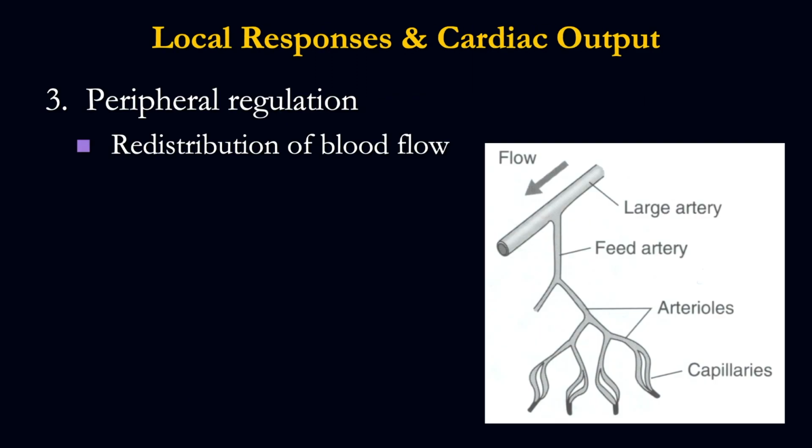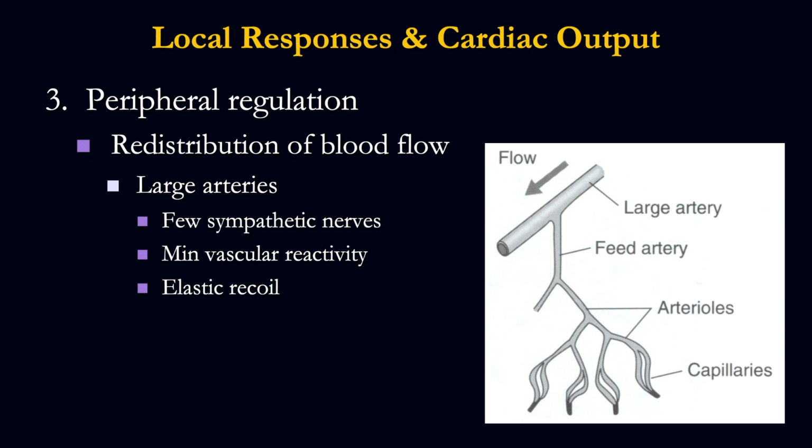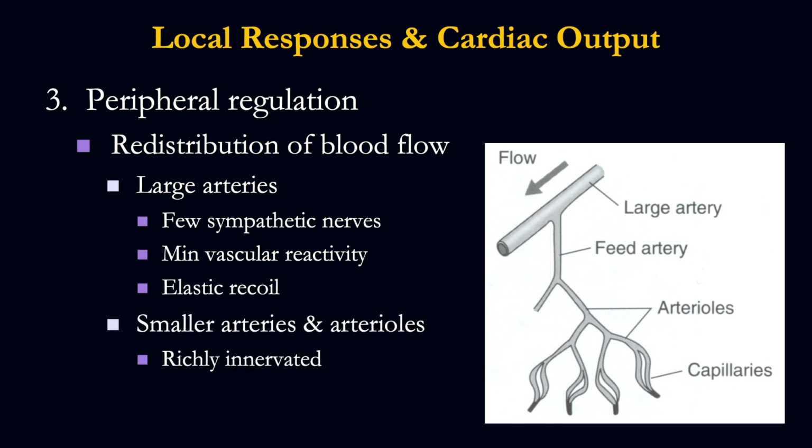So how does the redistribution of blood flow work? In what I'm calling the vascular tree, we have these large arteries that have few sympathetic nerves, so that means they have less SNS input. They respond more to stretch. So if you stretch them more by pumping more blood through them, they'll respond with recoil and push blood along the vascular tree. Then we have the smaller arteries and arterioles, which are richly innervated and do respond to the SNS. These arterioles are the gatekeepers of blood flow. They're going to provide the largest resistance to blood flow and have the greatest amount of pressure drop.